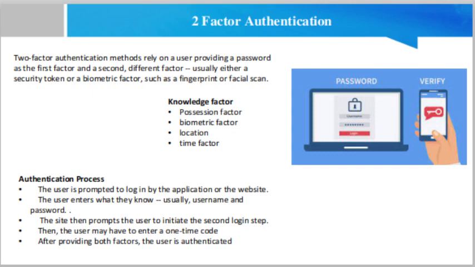A knowledge factor is something the user knows, such as a password, personal identification number (PIN), or some other type of shared secret. A possession factor is something the user has, such as an ID card, a security token, a cell phone, a mobile device, or a smartphone app to approve authentication requests.